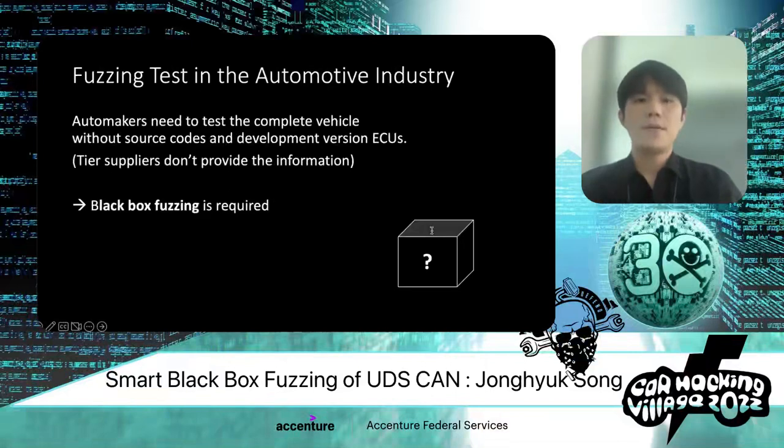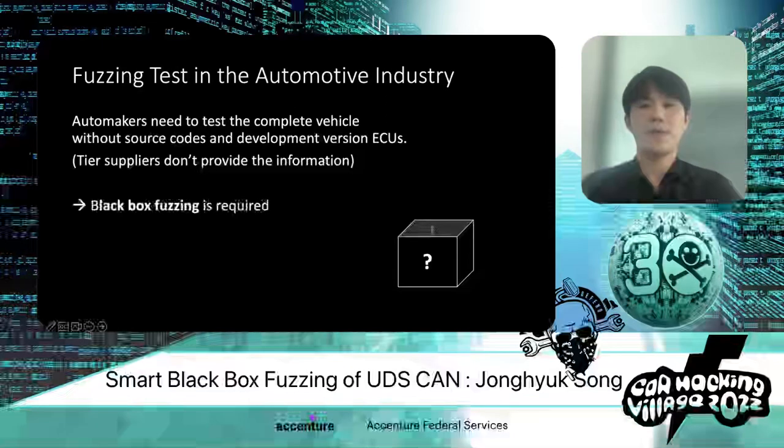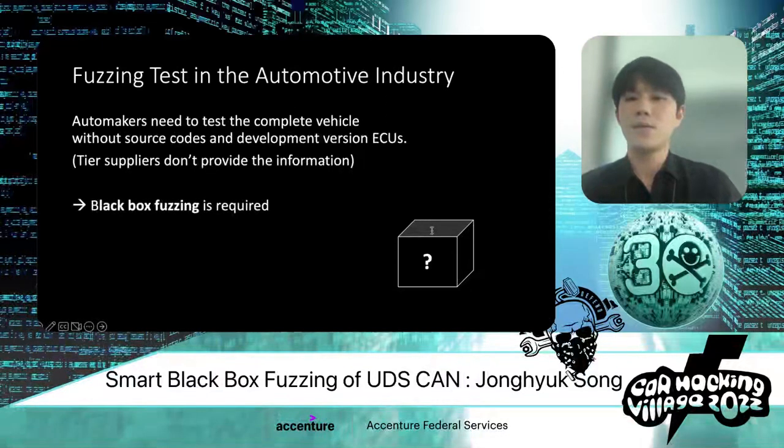So first, let's talk about fuzzing tests in the automotive industry. Automakers often have no choice but to perform black box fuzzing because the tier suppliers don't provide the code to automakers. Also, automakers should test the complete vehicle. Since hundreds of ECUs are connected in the completed vehicle, it is very hard to get all the source code, instrument it, and build it again for fuzzing. So it's inevitable to do black box fuzzing tests on the completed vehicle.